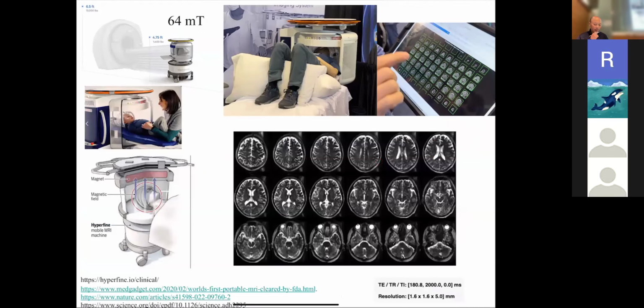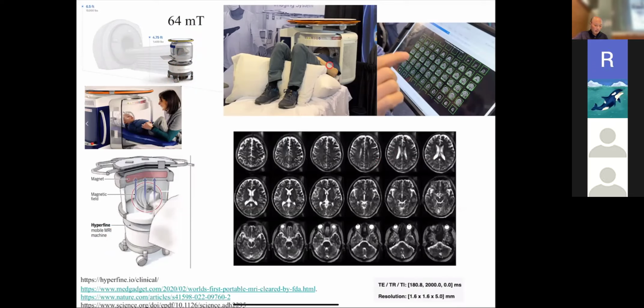And then the other direction is, especially with development of AI, and we'll get to this later in the course, that we can use AI to make images even if the underlying data is not as good. So this is a magnet that's actually developed by a company called Hyperfine. And this is only at 64 millitesla. So it's a very low field. And this magnet is something that you literally can, it's on wheels and you could roll it around, plug it into the wall. We could bring one in here and we just start scanning people.